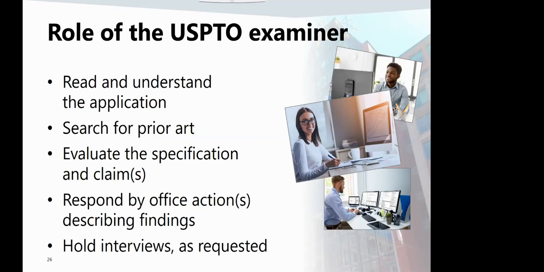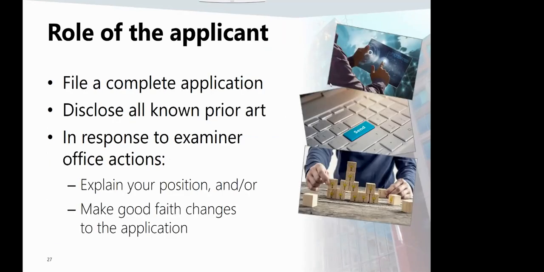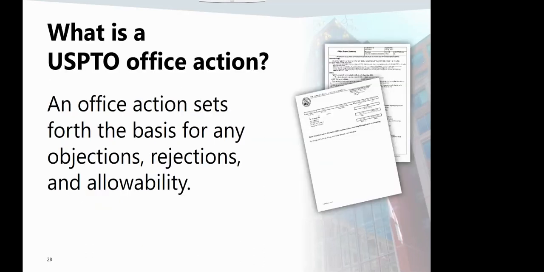So there's going to be a back and forth between you as the applicant, your attorney if you're working with one, and the patent examiner. On average, right now, from the time that you file a patent application to the time that it eventually gets allowed, it takes a little over two years of back and forth with your patent examiner in order to clear up all of those rejections and get your application allowed. And that back and forth is typically done in writing through what's known as an office action.